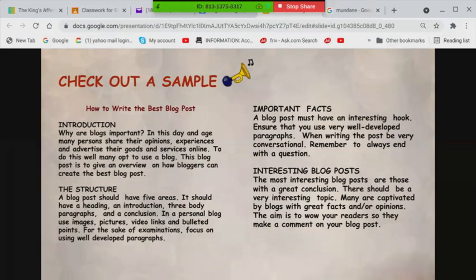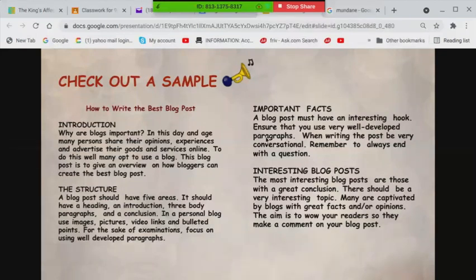Now, speaking of the body, notice the headings there: the structure, important facts, interesting blog post. And under each heading, we have detailed paragraphs focusing on each. So in terms of the structure, a blog post should have 5 areas. It should have a heading, an introduction, 3 body paragraphs, and a conclusion. In a personal blog, use images, pictures, video links, and bulleted points. For the sake of examinations, focus on using well-developed paragraphs.